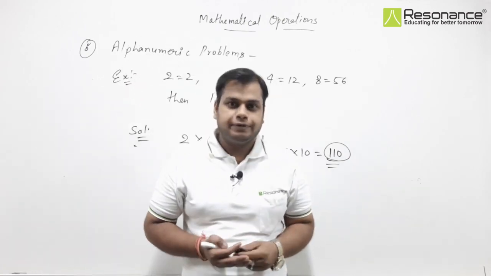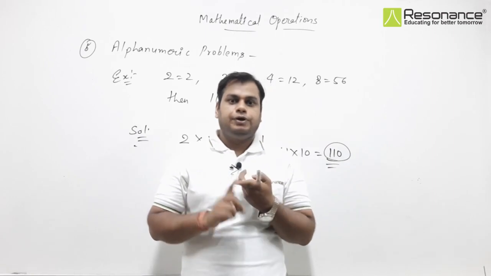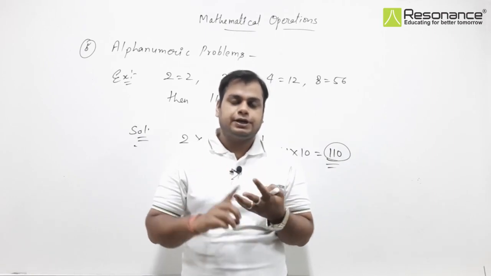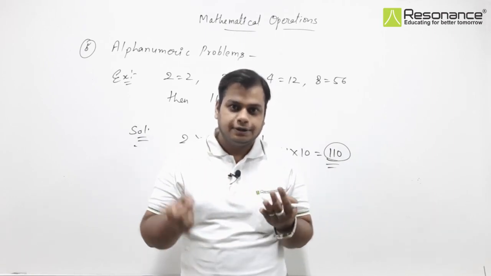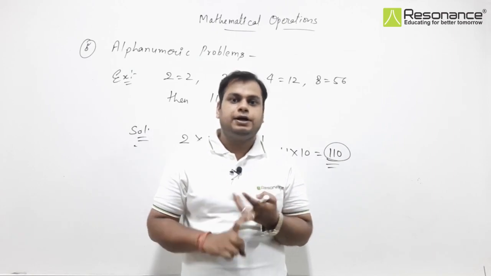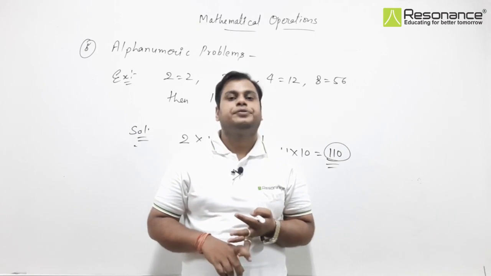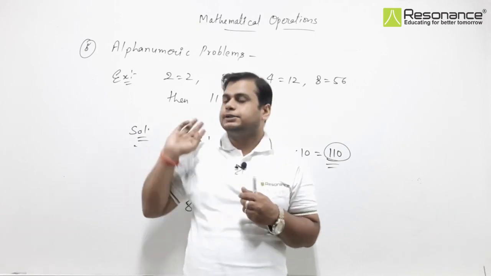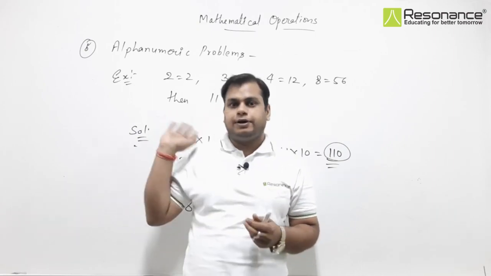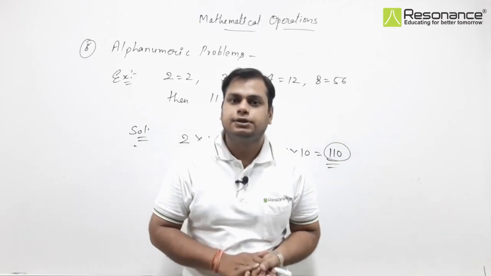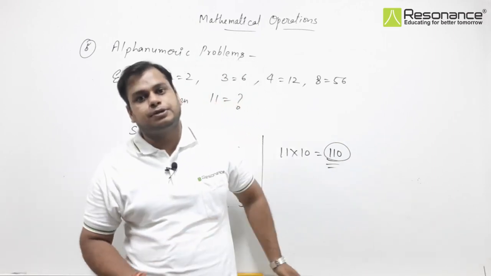In the first part, we discussed 3 topics: BODMAS, substitution of sign, interchanging of sign. Then we discussed finding the appropriate solution or deriving the appropriate conclusion. And now we have discussed alphanumeric puzzles, where we get different kinds of puzzles. So this is our chapter, mathematical operations.